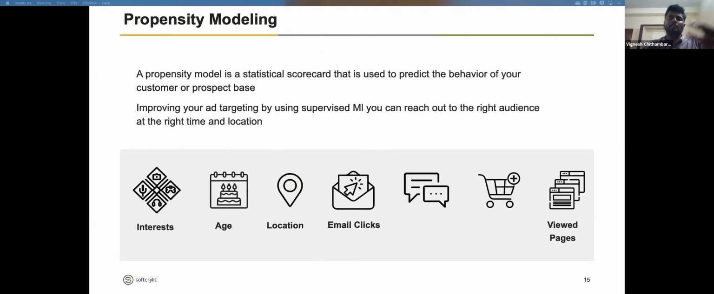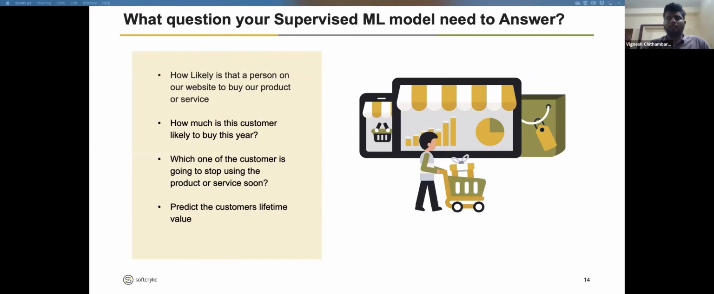So when we look at the previous slide and at these questions, these are very common terminology. The third one is churn modeling. The fourth one, customer lifetime value, and the first one is called propensity scoring. So these are some of the traditional business problems or questions which we are trying to solve using a supervised ML model.